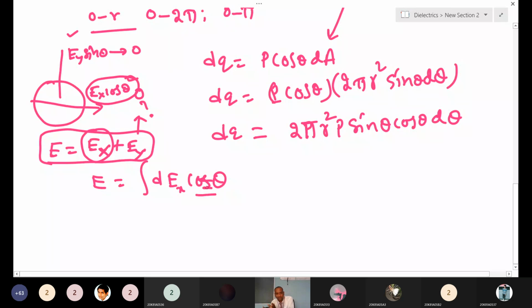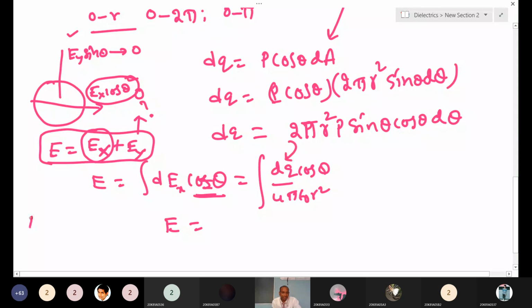Only we are having the x component. Okay, from there, the total electric field is equal to dE, where again this cos theta term is coming. dE you can write as dq cos theta by 4 pi epsilon naught r square. So here you substitute the dq value.